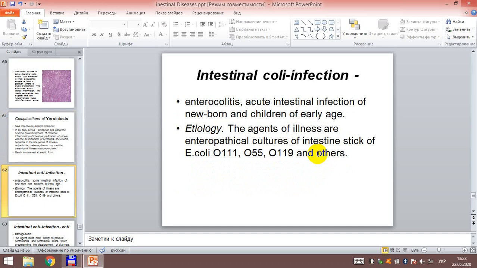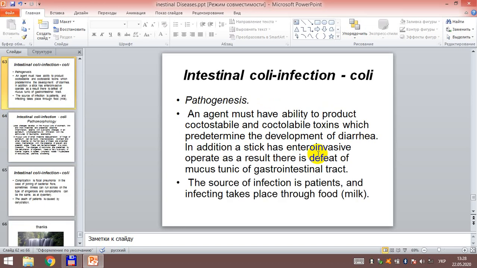Intestinal coli infection. Enterocolitis, acute intestinal infection of newborns and children of early age. Etiology. The agents of illness are enteropathogenic cultures of the intestinal stick Escherichia coli, different forms. Pathogenesis. The agent must have the ability to produce thermostable and thermolabile toxins, which predetermine the development of diarrhea. In addition, the stick has enteroinvasive properties. As a result, there is defeat of the mucous tunic of the gastrointestinal tract. The source of infection is patients and infection takes place through food, milk.